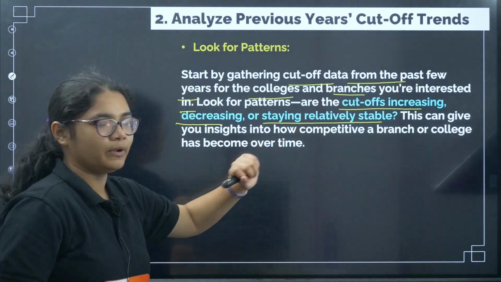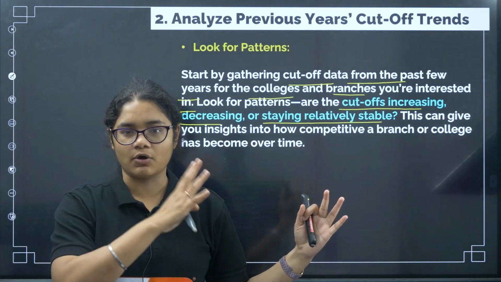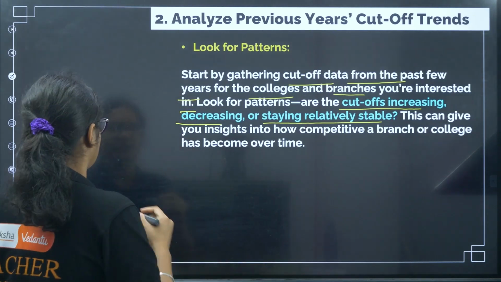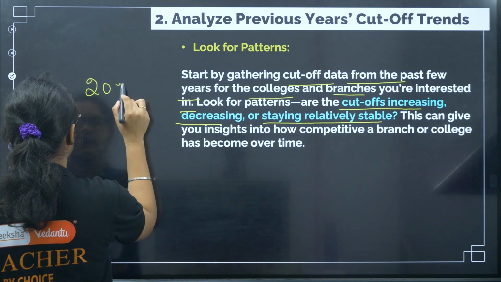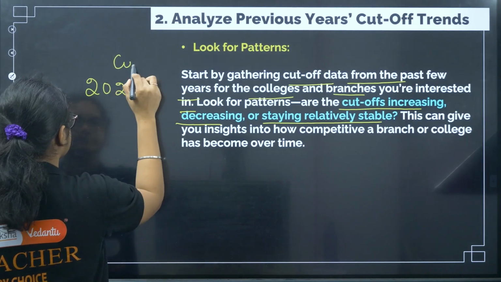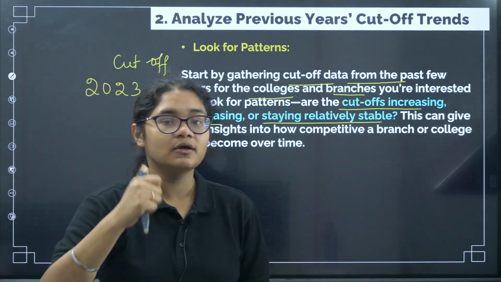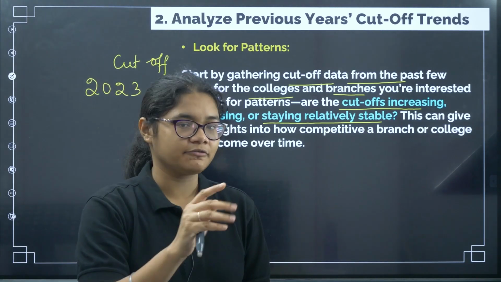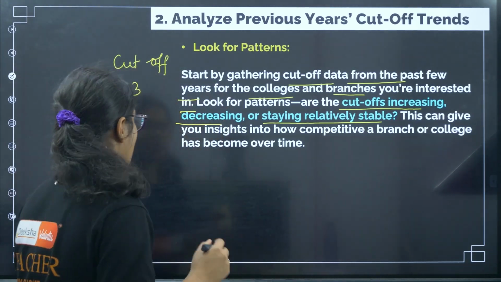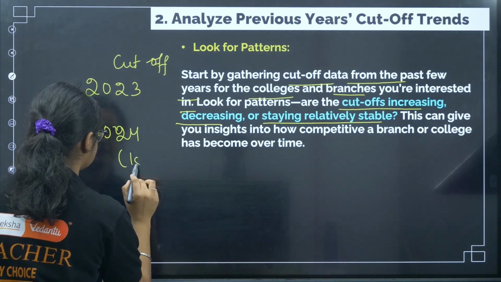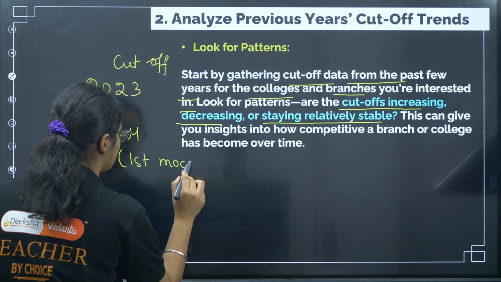So now what are we going to do? Are we going to collect it for a long period, like 2-3 years back? No, we have to collect the data for the 2023 cutoff. And now the 2024 first mock allotment cutoff is already released, right? So you have the 2024 first mock allotment cutoff also.